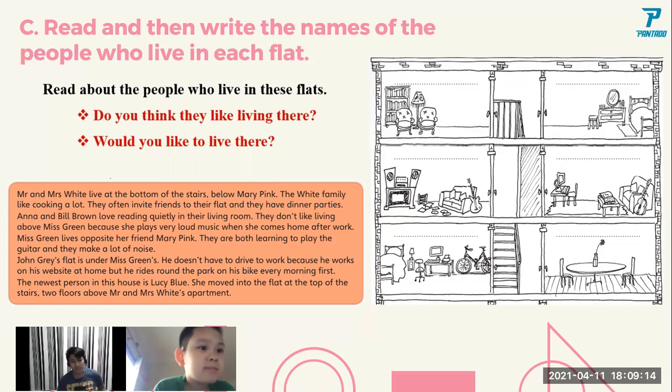Mr. and Mrs. White live at the bottom of the stairs. Below Mary Pink. The White family is cooking a lot. They often invite friends to their flats, and they have dinner parties.